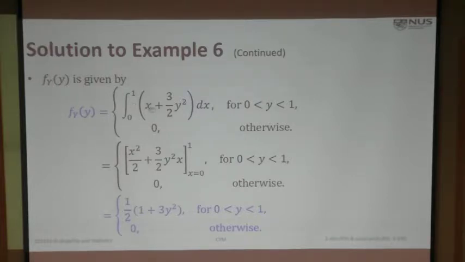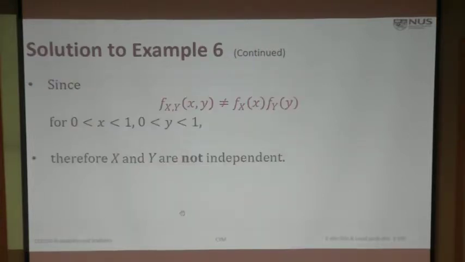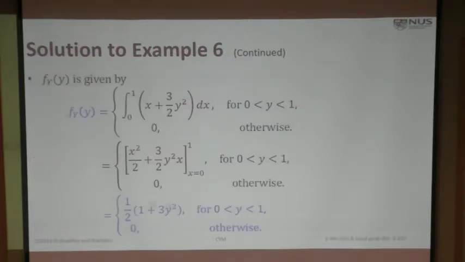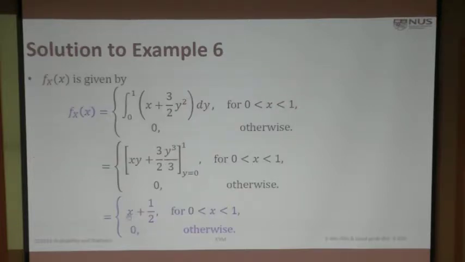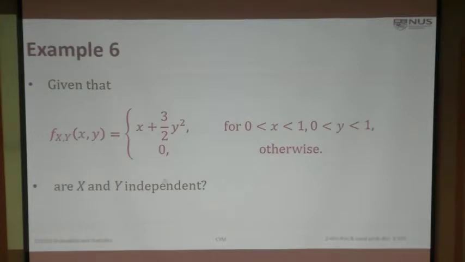So integrating this is x squared over 2. Integrating this is 3 over 2 y squared times x. When x is 0, everything is 0, so I don't care. When x is 1, I'm going to get 1 over 2 plus 3 over 2 times y squared. Okay, so that's that. Now if I multiply this one by this one, well, I'm not necessarily going to get this one.